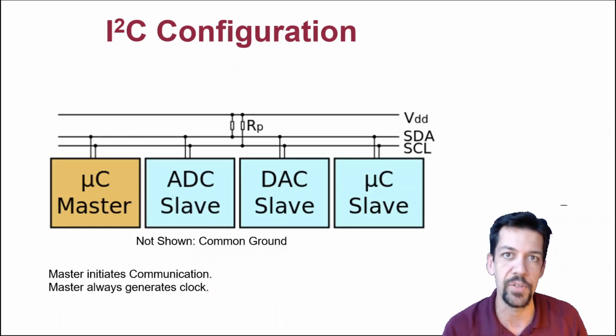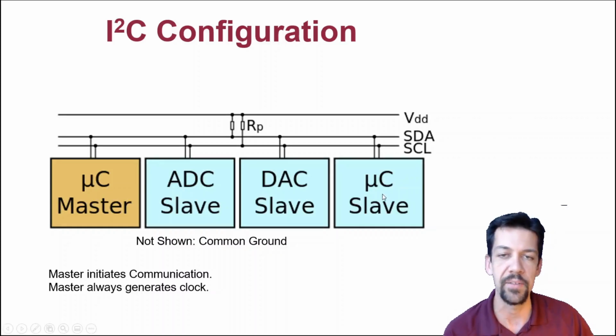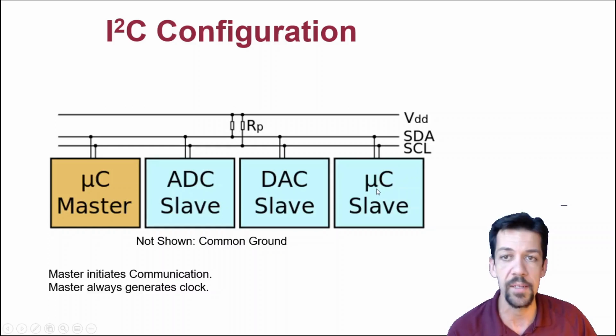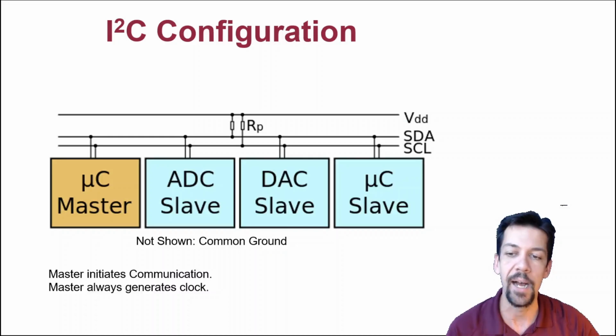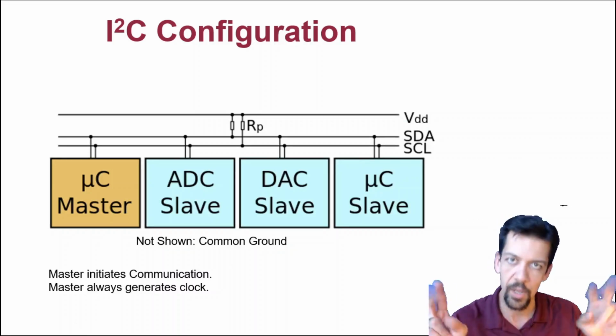This is what the I2C configuration looks like. We have a microcontroller, which is the master, and then we have a bunch of slave devices, and sometimes another microcontroller could be a slave. And you'll see there's the pull-up resistors here that pull both the data lines and clock lines high to make that the idle state. And what's not shown is the common ground. All of these have to have a common ground. So you still have 4 wires.